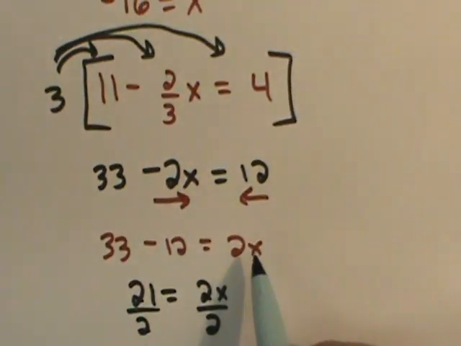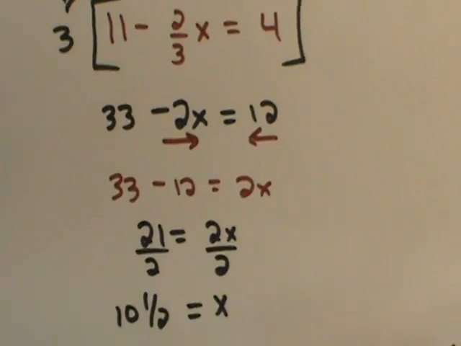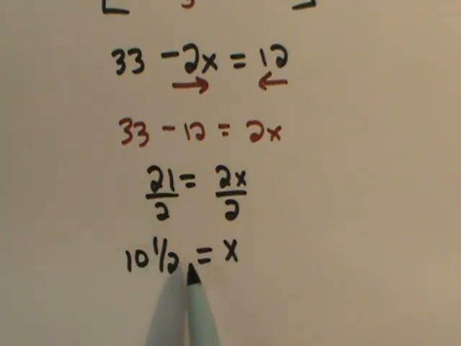Again, when you migrate a term, particularly your variable, and it ends up on the right-hand side, leave it there. Solve it that way. There's nothing wrong with saying 10 and 1/2 is equal to x.